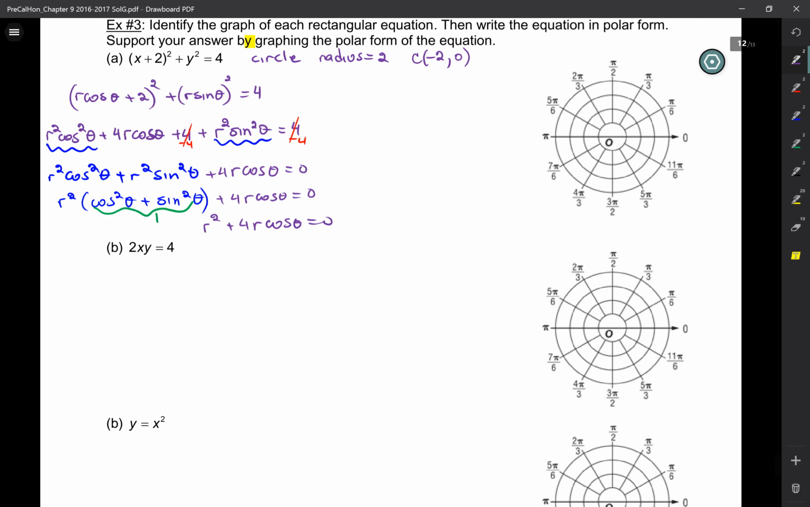And now we're almost there. What we have to do is solve this for r. However, before we can even do that, can I divide everything by an r? Right? So I divide everything by an r. Why? Because you can and you should. That's part of simplifying. Okay? So now this gives me r plus 4 cosine theta is equal to 0. So this is r equals negative 4 cosine theta.